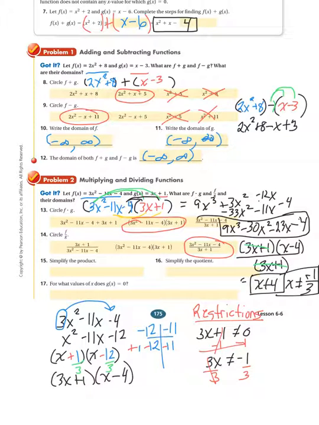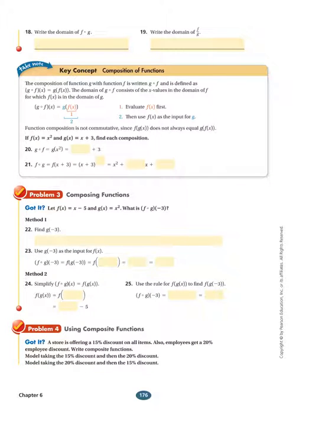So we already simplified the product and quotient, so we already did these two. And then for what values of x does g of x equal 0? And we found that here. So we're good to go on to the next problem. Here we go. So now 18 wants the domain of the product of f times g, and 19 wants the domain of the quotient.